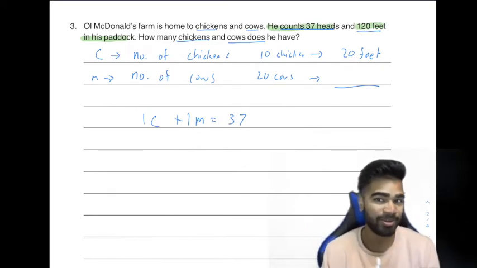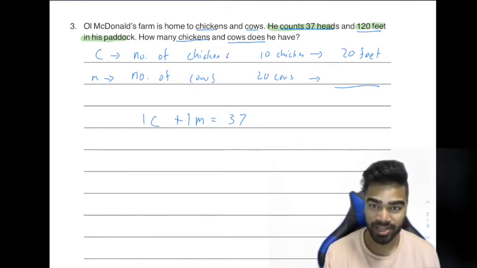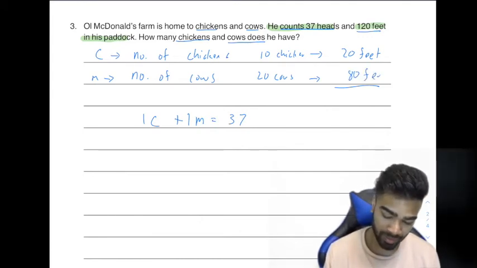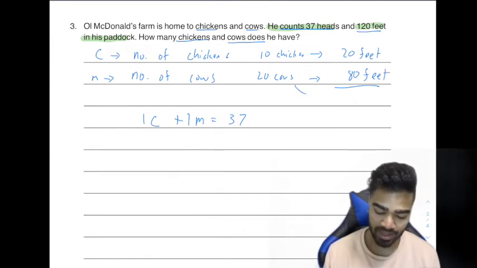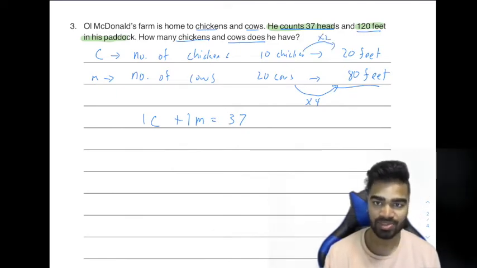I hope you know that, because if you don't, I can't help you. You have to know that cows have 4 feet. It's pretty logical. So if you have 20 cows, then you need to multiply by 4, and the number of feet that the cows will have is 80. So what do we do from here to here? We multiplied by 4, because cows have 4 feet, and for chickens we multiply by 2.